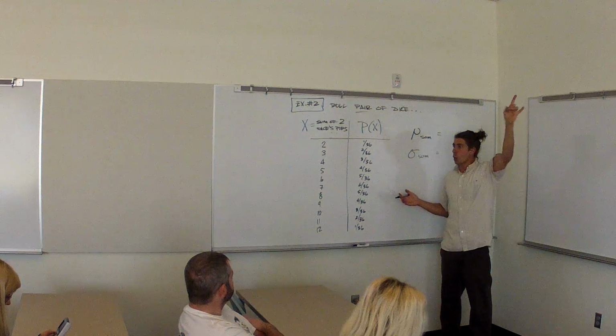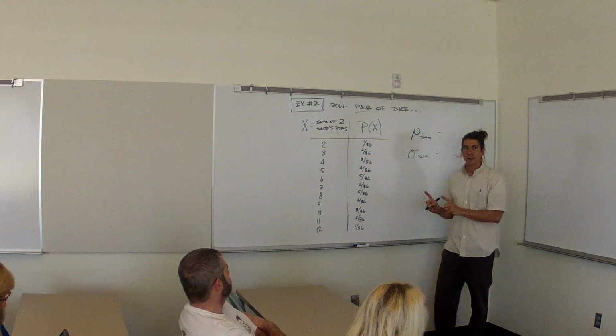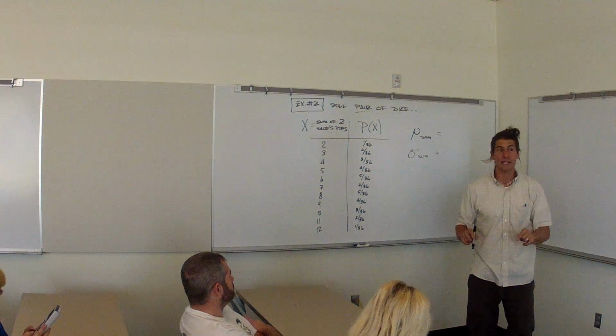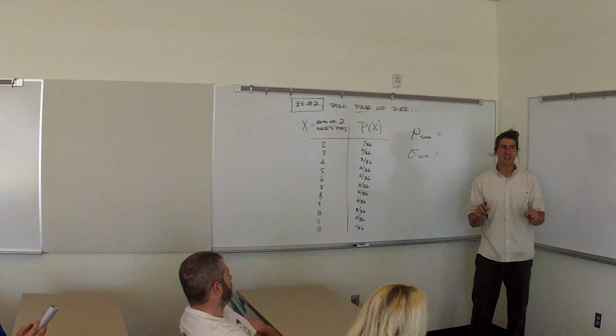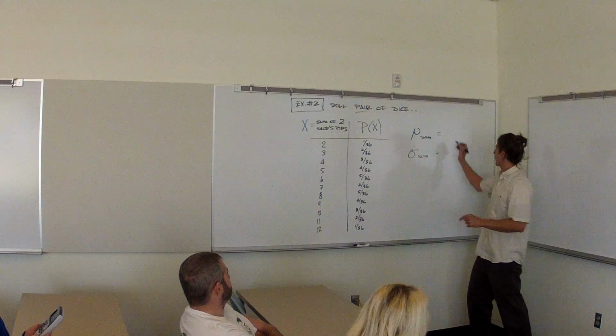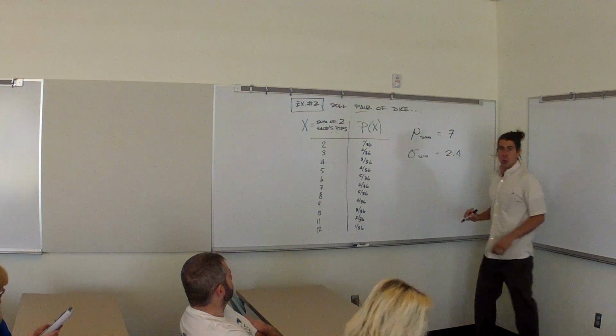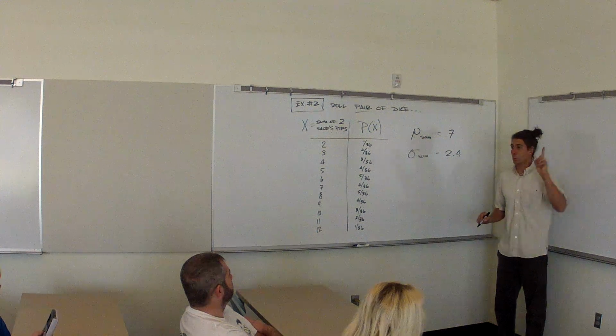Any other words? What does bell-shaped imply? Outliers? Oh, it might have outliers. Good. It might have outliers. What's going to help us identify outliers? I love this. What's going to help us identify outliers? This is 7, and that's 2.4. What's going to help us?